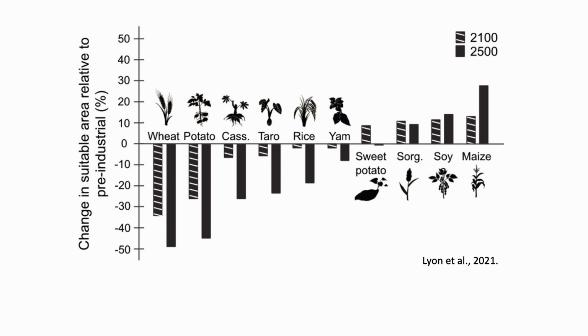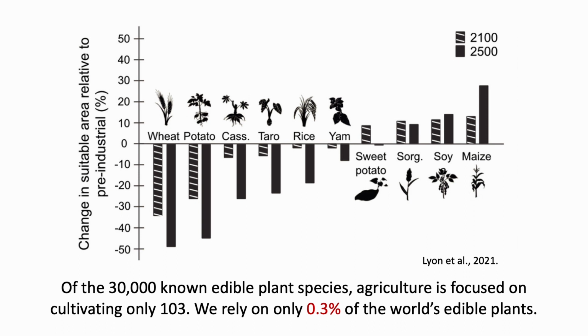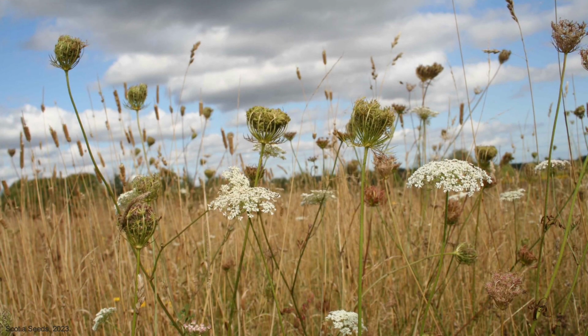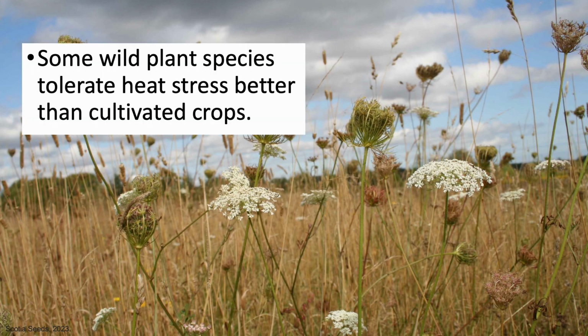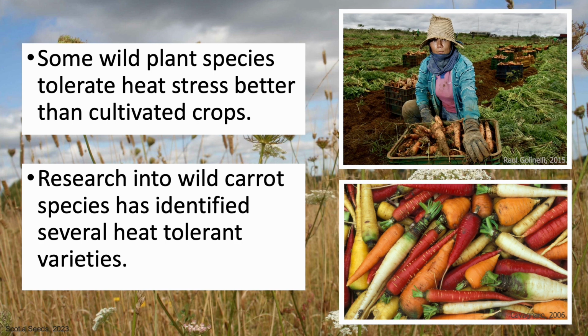Only a small percentage of the world's edible plants are being utilized in agriculture at present, and many of them are sensitive to temperature increases. Agricultural practices are focused on cultivating about 0.3% of the edible plants on Earth. Recent research into heat stress has put an emphasis on reintroducing heat-tolerant genes from wild species into our domesticated plant varieties. Cultivated carrots are susceptible to heat stress, but recent research has identified wild carrot varieties capable of withstanding high temperatures.